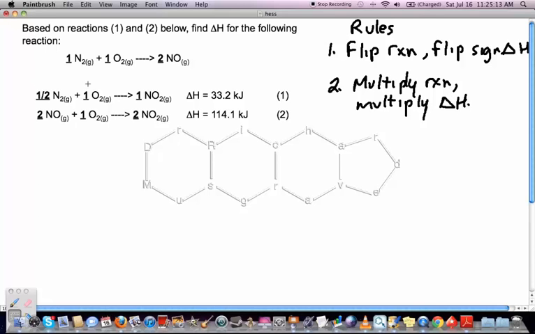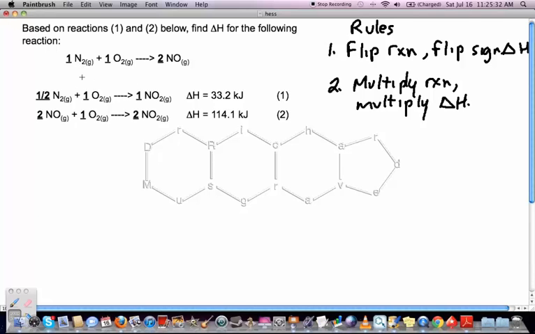Alright, so these are our two reactions. We're going to have to manipulate those in order to get this reaction. Now a couple of tips. There's a few tips I want to use in doing this process. The first one is that everything in these reactions we want to get on the same side as what we want in our reaction over here.